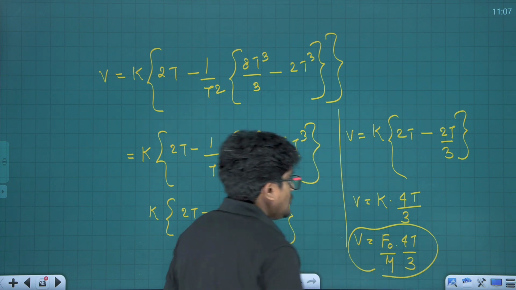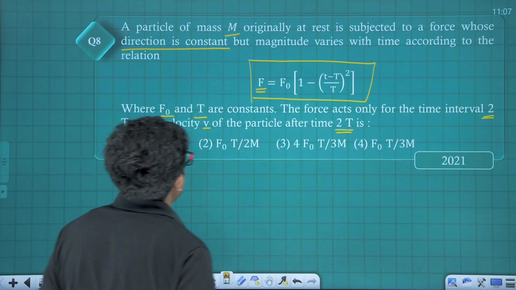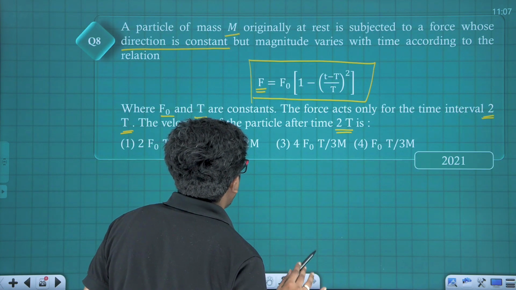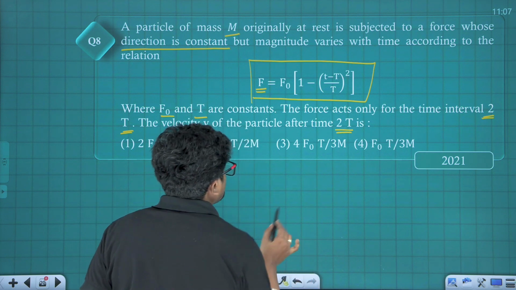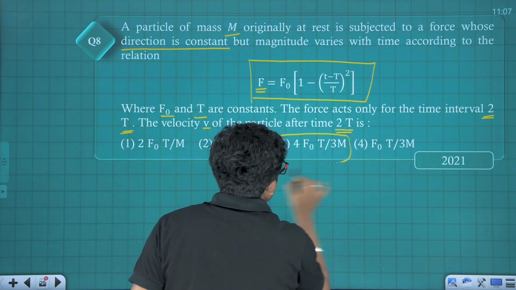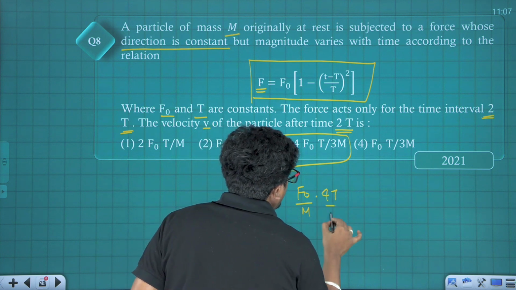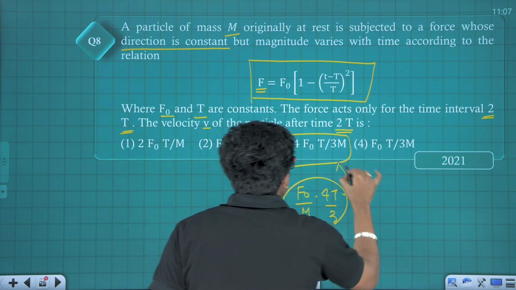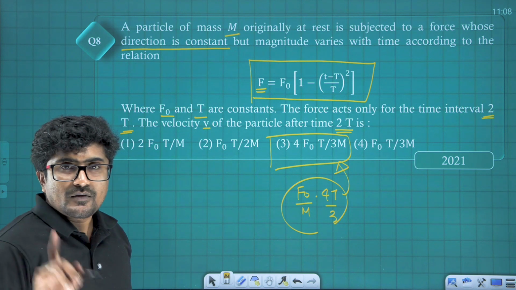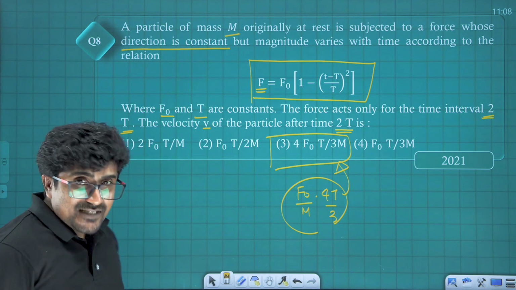F naught by m into 4t by 3. Option C must be the correct answer here. Was that okay? Now let's move to the next, that is question number 9.